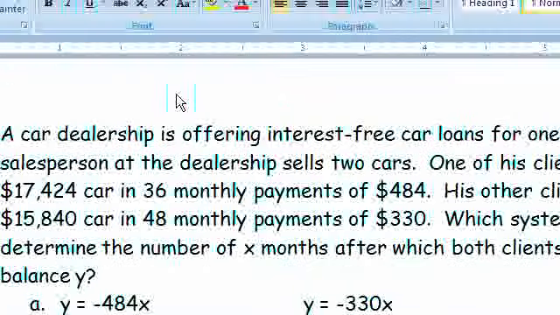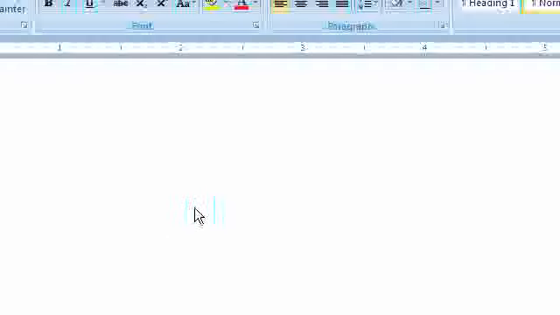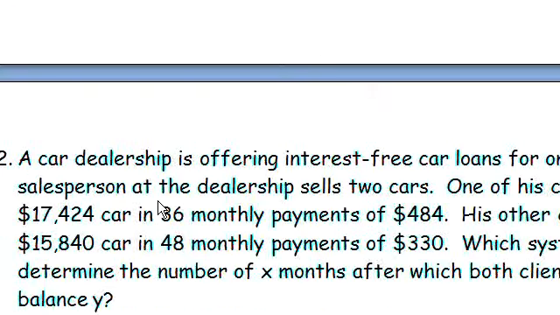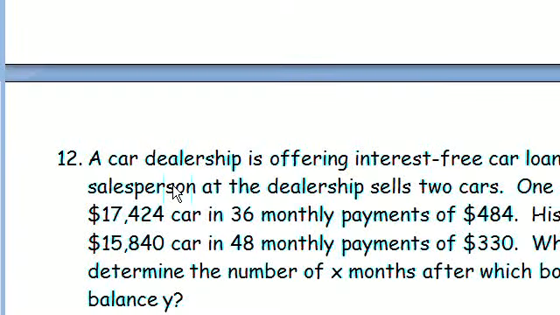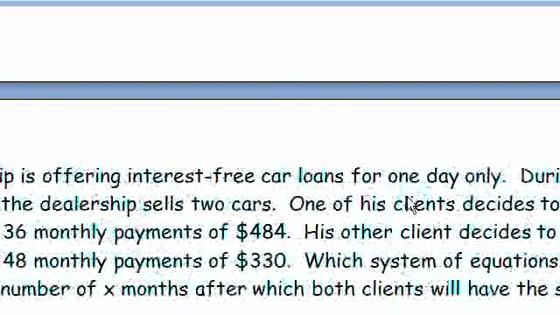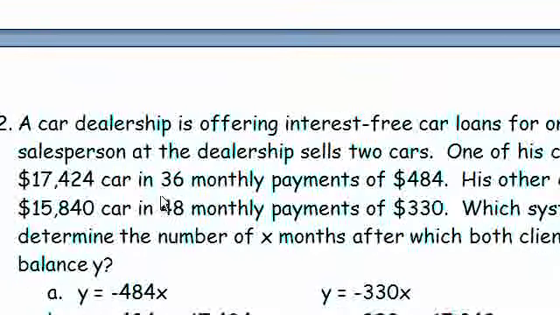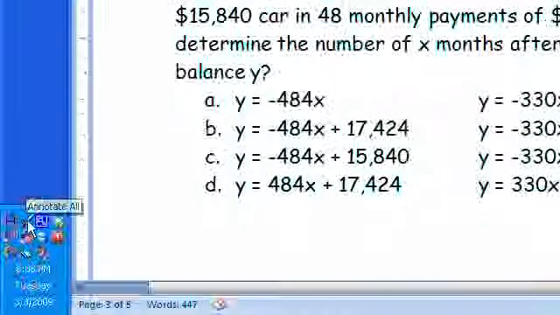Number 12. How are we doing here? Okay, good. We're almost finished. Number 12. A car dealership is offering interest-free car loans for 1 day only. During this day, a salesperson at the dealership sells 2 cars.